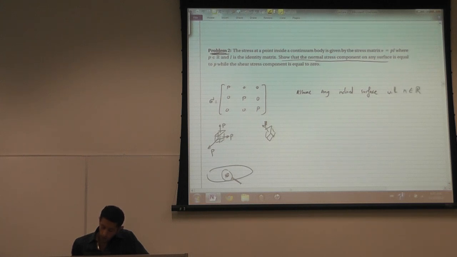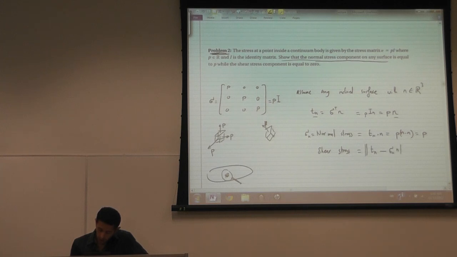With n vector, the traction vector on this n is equal to sigma transpose multiplied by n. Now sigma is equal to p multiplied by I, where p is a real number. So this is equal to p I n, which is equal to a number multiplied by the vector n. So see that Tn is always in the same direction as n. The normal stress on any plane is equal to the dot product of Tn dot n, which is equal to p n dot n. n dot n is 1, so p. And the shear stress is equal to Tn minus the normal component, Tn minus sigma n n, which is equal to p n minus p n, always equal to zero.